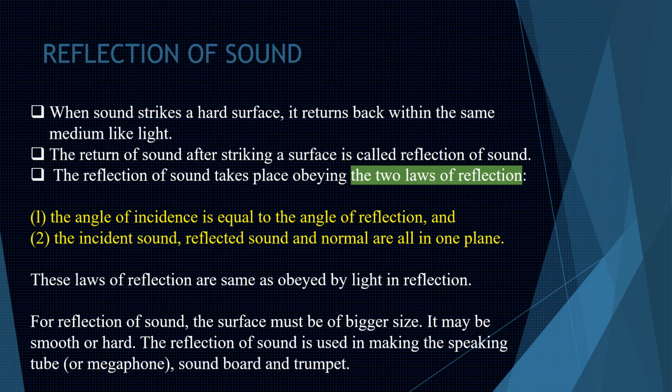The first one is the angle of incidence is equal to the angle of reflection, and the second one is the incident sound, reflected sound and normal are all in one plane. These laws of reflection are the same as those obeyed by light in reflection. For reflection of sound, the surface must be of bigger size. It can be smooth or hard. The reflection of sound is used in making the speaking tube, soundboard and trumpet.